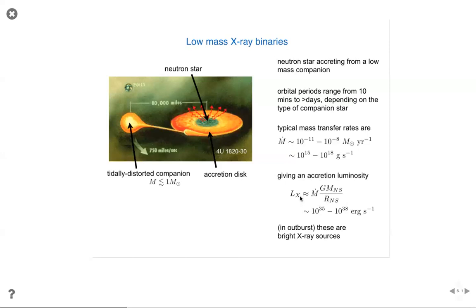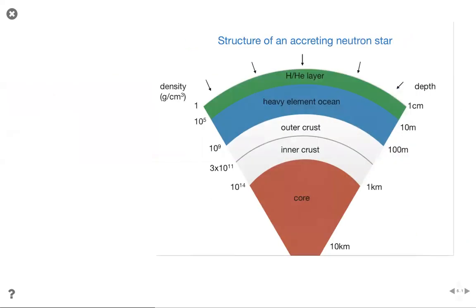And X means here, because of the high temperature, this energy is emitted in the form of X-rays. And during outbursts, during X-ray bursts, these sources are very bright X-ray sources. Okay, so now let's go further.